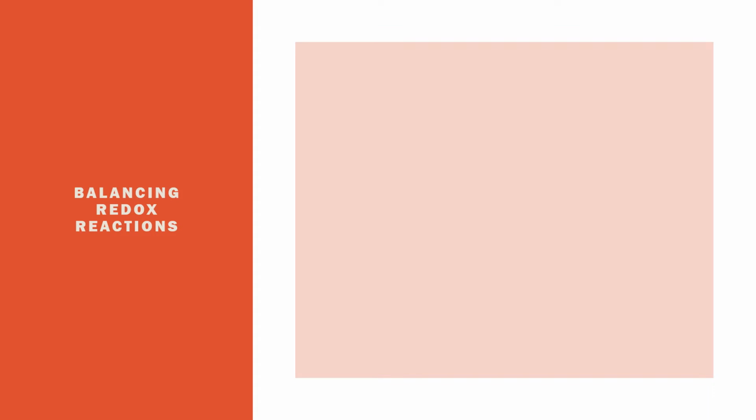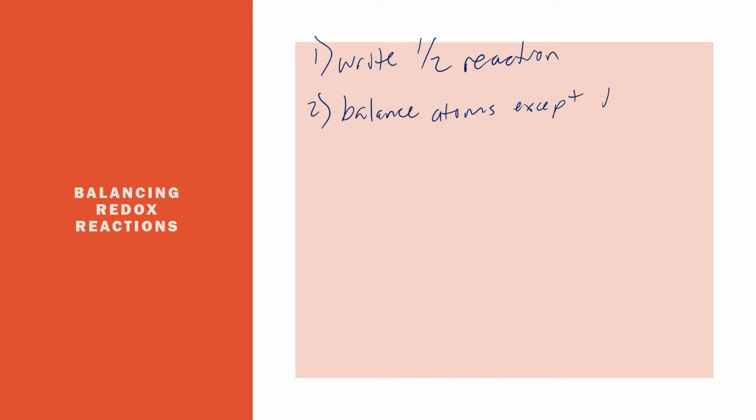Okay, so there's a few steps that we're going to use to balance redox reactions. The first thing you want to do is write the half reactions. So you'll write an oxidation half reaction and a reduction half reaction. Second thing, you will balance all of the atoms except for hydrogen and oxygen. We're going to leave those. So any other atom, you're going to balance by using coefficients just like you normally would, and balance both half reactions in that way. Third step, you will balance the oxygens by adding water.